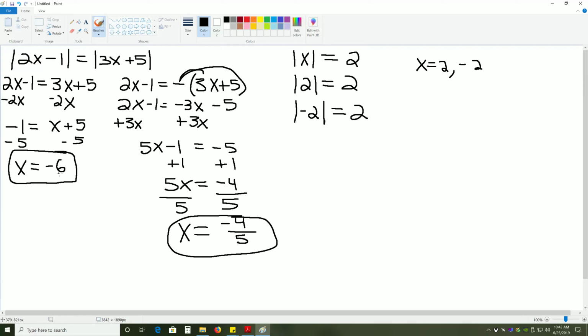Notice both of our answers are negative. So this idea of setting one side negative and leaving the other side positive does not mean you will get a positive and negative solution. It just means that when you're dealing with absolute values, there will be the case that both sides are left positive, and then the case where one side is left negative, like we demonstrated with this problem here, where one side became positive 2, and then again where the other side became negative 2. So x equals negative 6 and x equals negative 4/5 are the two solutions to the original problem.